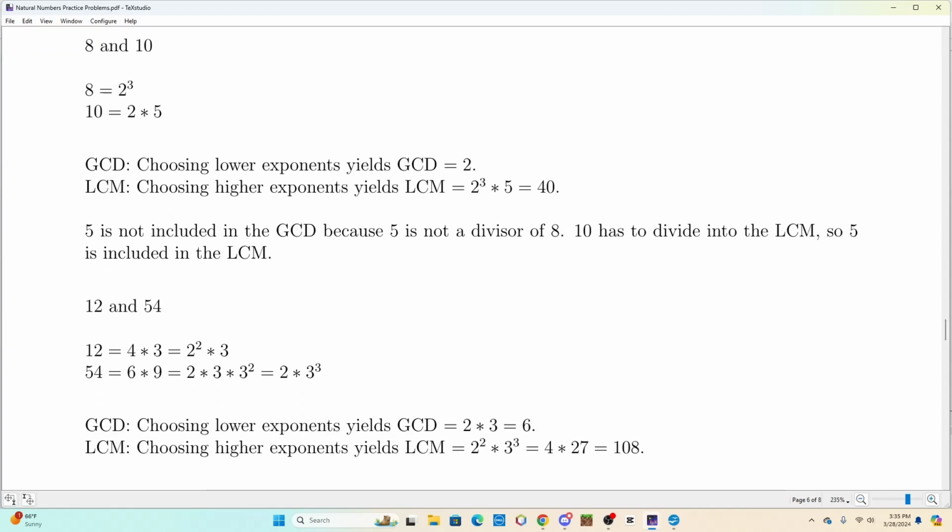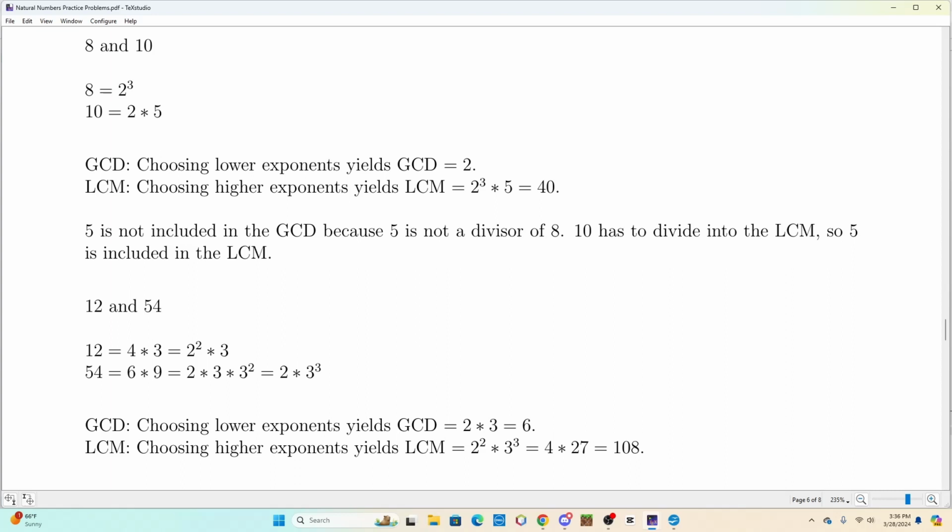8 and 10. 8 is equal to 2 cubed. 10 is equal to 2 times 5. 2 is a common factor, and in fact is also the GCD, since there are no other factors of both 8 and 10. No other common factors. Taking the higher exponent leads to the LCM equals 2 cubed times 5, which is equal to 40.